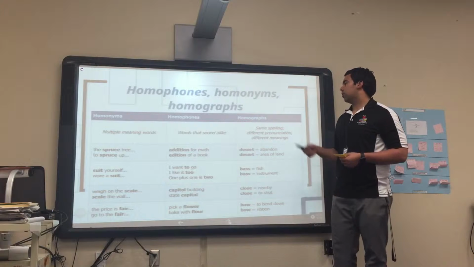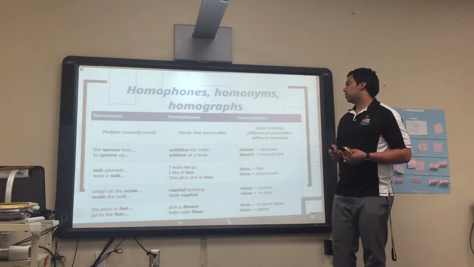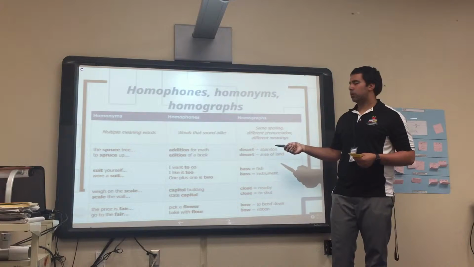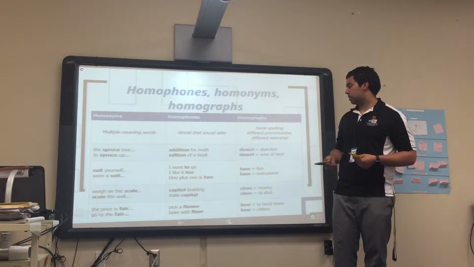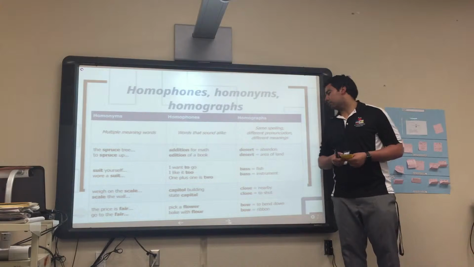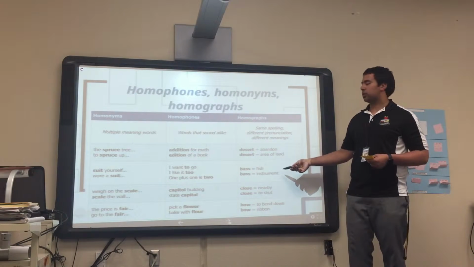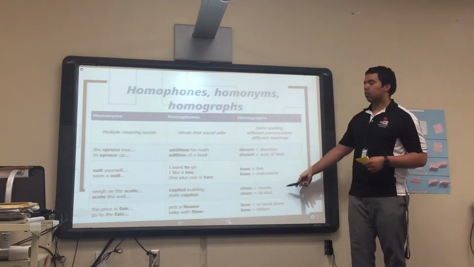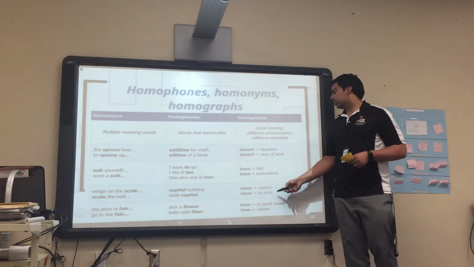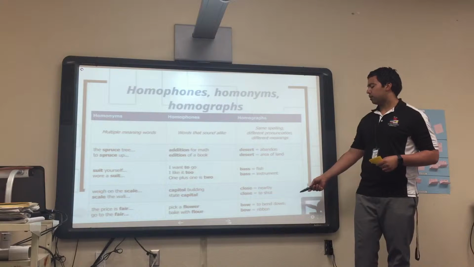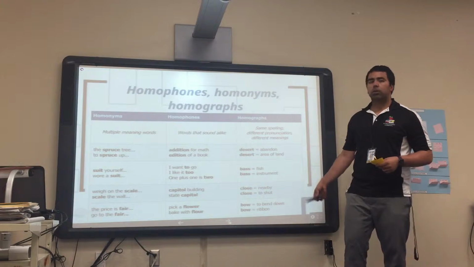Last but not least, we have homographs, which have the same spelling, different pronunciation, different meaning. For example, dessert, which means abandoned, and desert, which is an area of land. Bass, which is a fish, and bass, an instrument. Close, nearby, and close, to shut. Bow, to bend down, and bow, a ribbon.